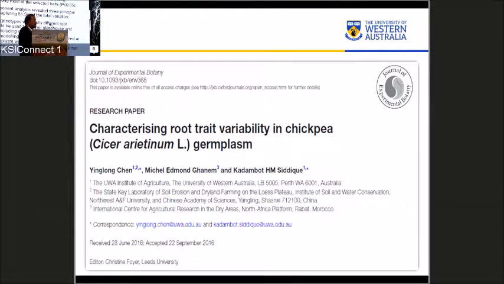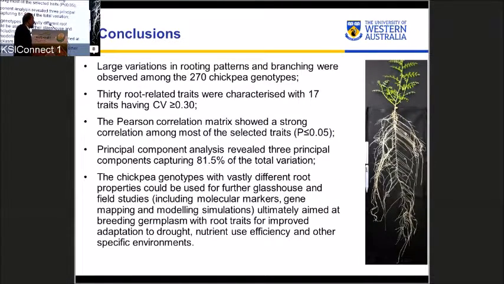So the conclusion is that large variation in rooting patterns and branching was observed in the core collection we tested. 30 root traits were characterized, with 17 traits having significant variation, with a coefficient of variation equal to or greater than 0.3. The correlation matrix showed correlations among selected traits, for example root dry weight and some of the root length parameters. The principal component analysis revealed 3 principal components capturing about 81.5% of the total variation. This was done in a semi-hydroponic system.